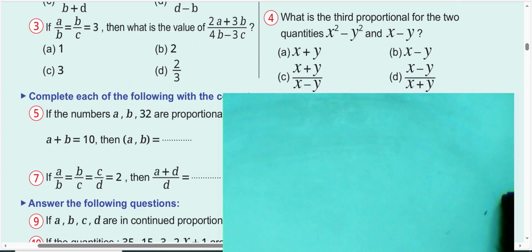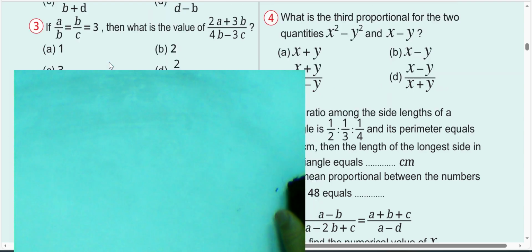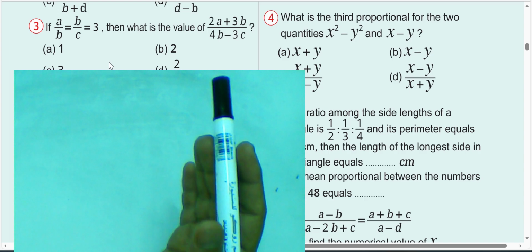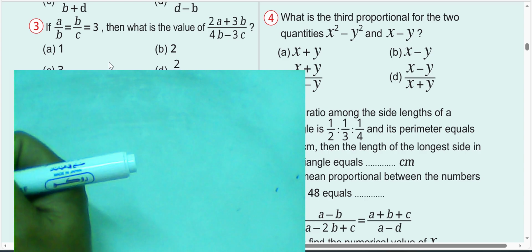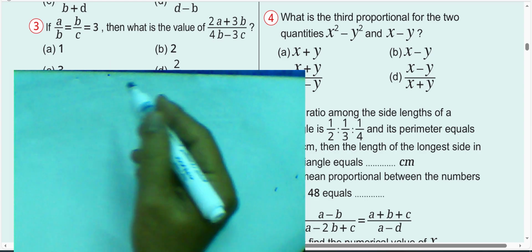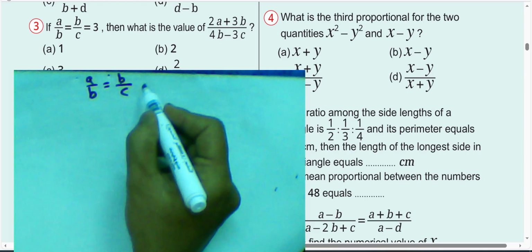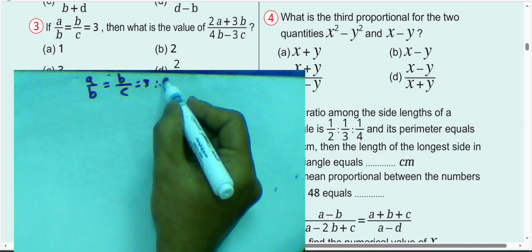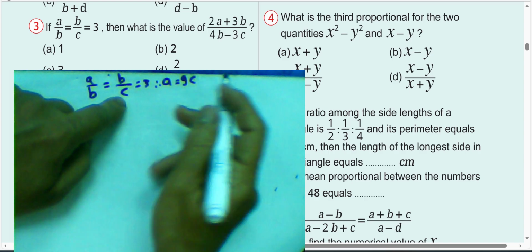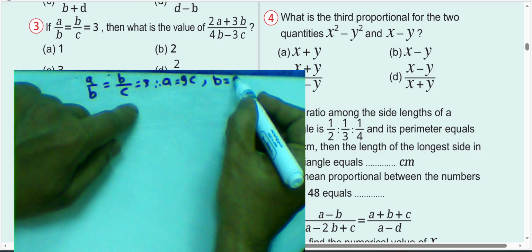Next question. The ratio A over B equals B over C equals 3. What is the value of (2A plus 3B) over (4B minus 3C)? First, we can find the relation between A and B. Okay, A over B equals B over C equals 3. And the value of A will be C multiplied by 3 to the power 2. 3 to the power 2 equals 9. And the value of A equals 9 times C. And B equals 3 times C.